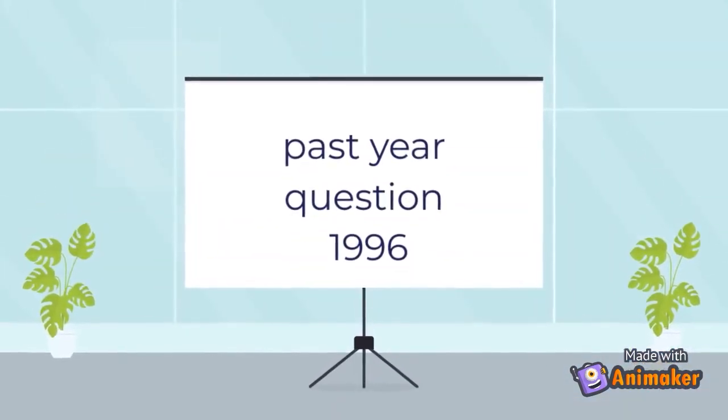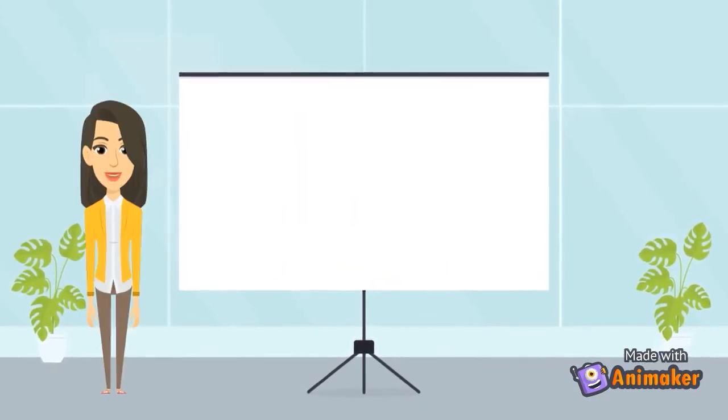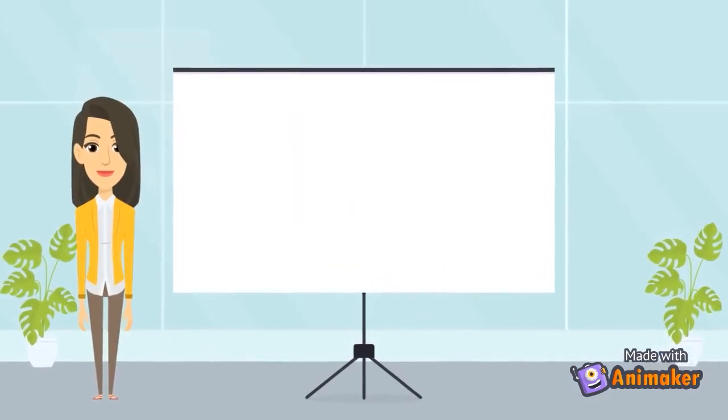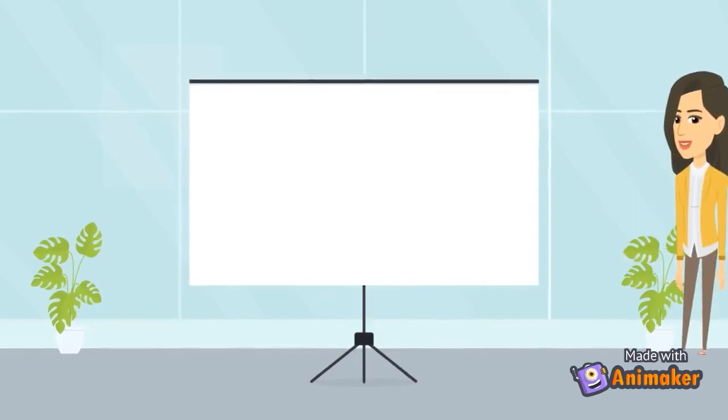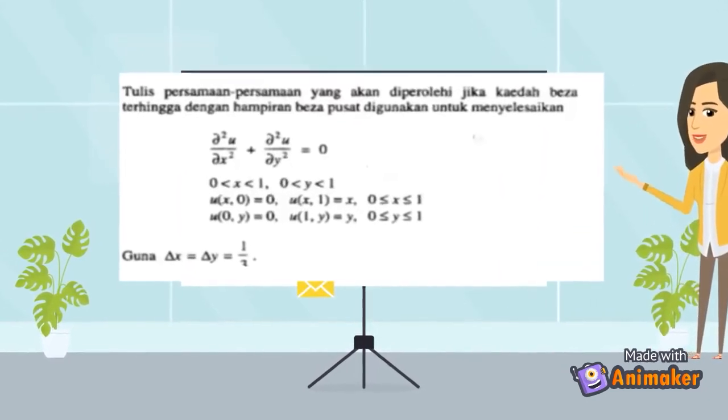Let's continue with the past year question, 1996. For this question we need to write the equation for the partial differential equation under the given conditions, with delta x equal to 1 over 3.